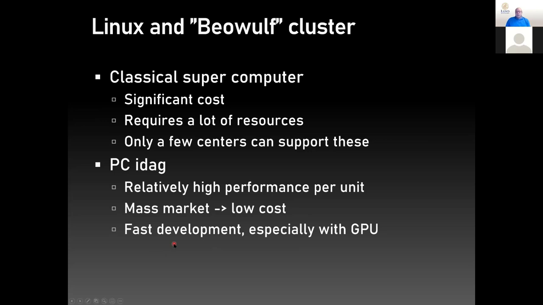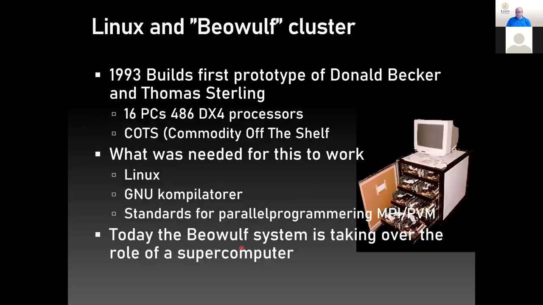If you look at PCs today, they are extremely cheap per unit. They are mass market, low cost, fast development, especially with GPUs. Because of the mass market, the prices of high-performance components go really down. Except for this year, where we have shortages of chips, especially with GPUs, for example.